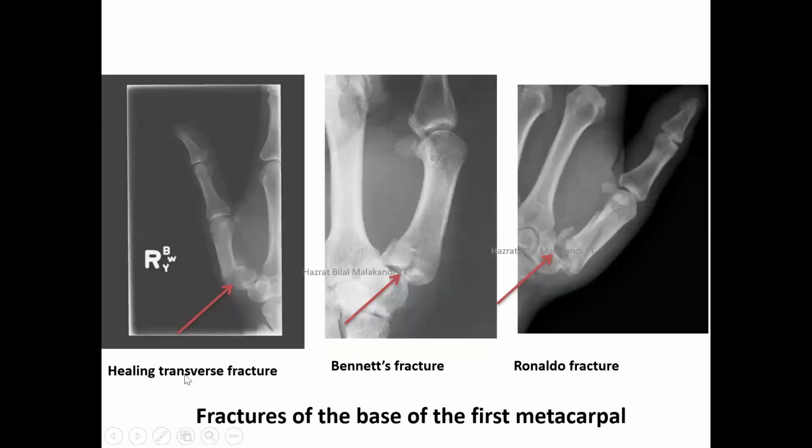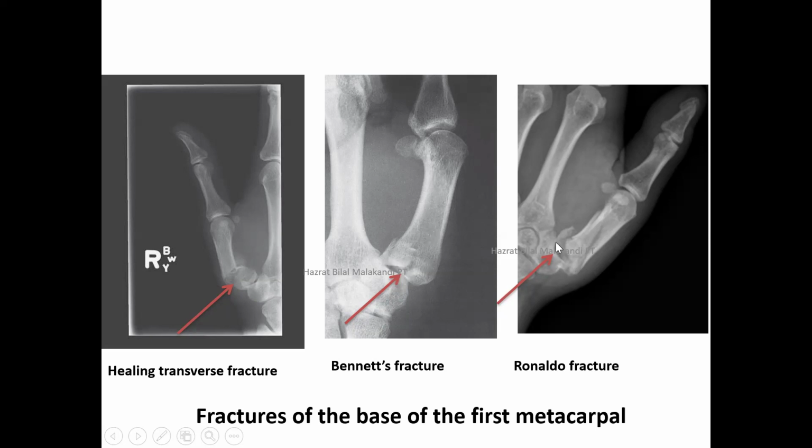So these are some of the radiographs. We can see here, parallel to the surface at the base and the proximal end of the first metacarpal, this is the transverse fracture. There are some later stages where we can see the space between the two parts being filled, which is a healing stage. Here it is partial: this side is completely okay, but on the inner side there is a fracture, and this is known as the Bennett fracture, which is the partially intra-articular fracture.